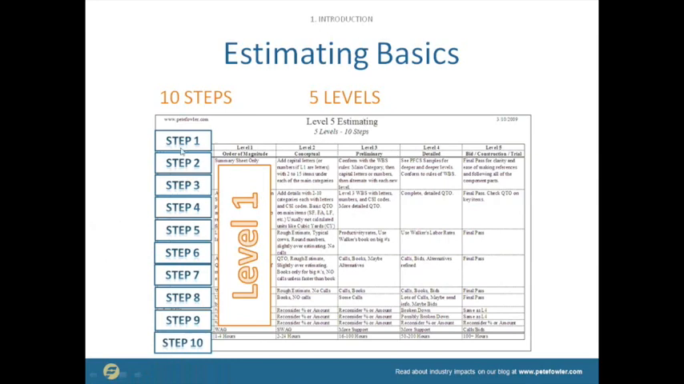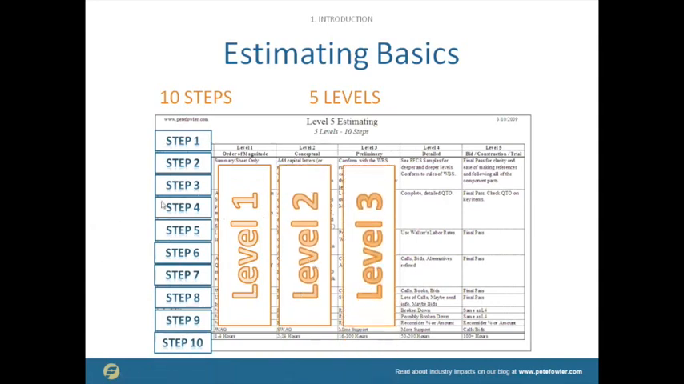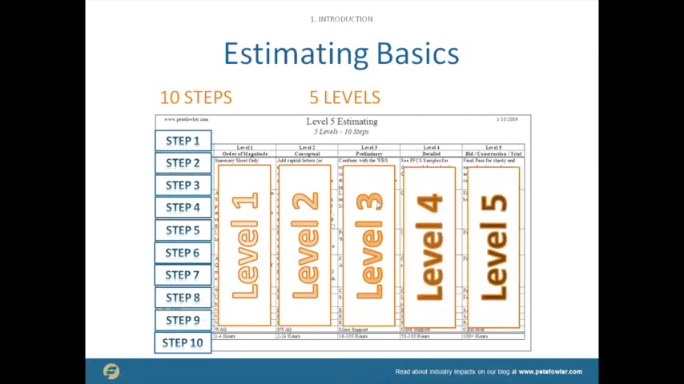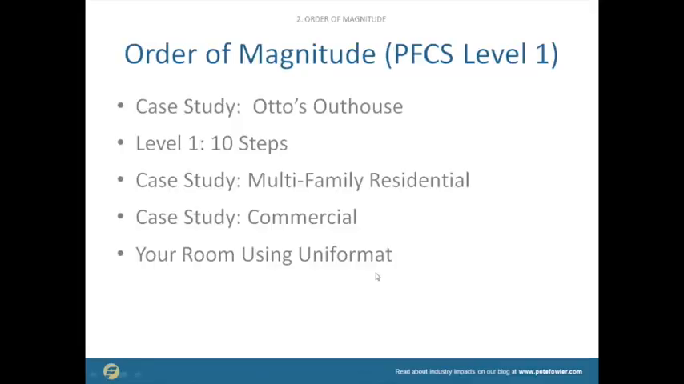So at level 1, we go through all 10 steps at level 1. Then we do level 2, and we do all 10 steps again. And then we do level 3, and we do all 10 steps again. Same with level 4 and 5. Okay? So we're going to go through that checklist. The order of magnitude, level 1.